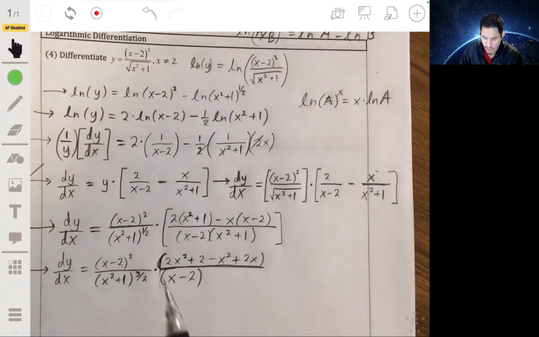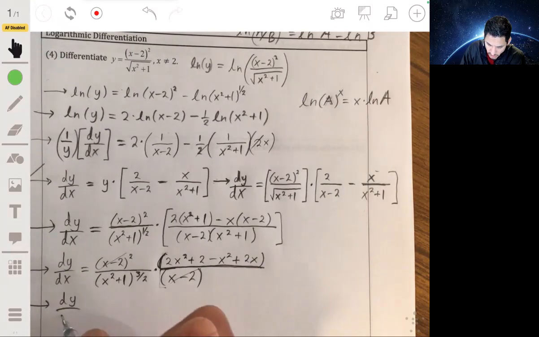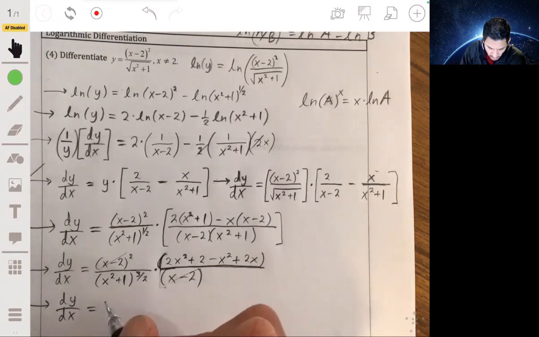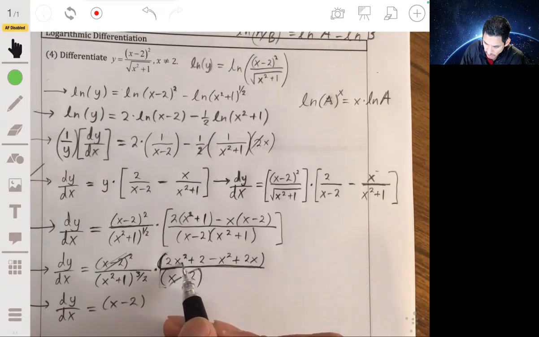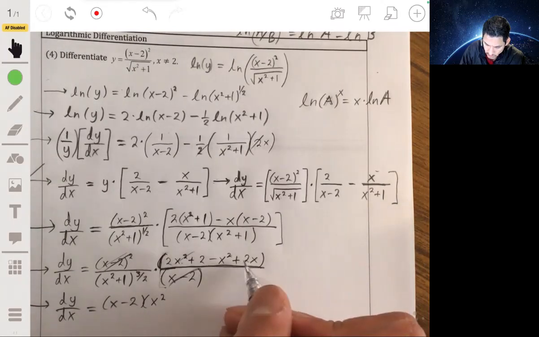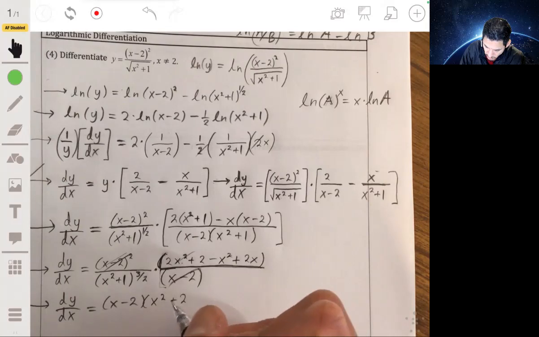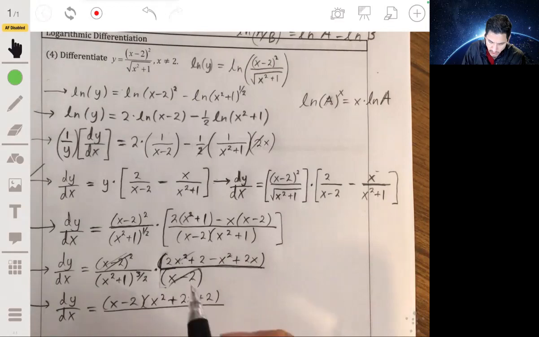And from here, we can factor out an x minus 2 from here and here. And we can simplify that. And we should be able to get this down to one more. dy over dx, we just have an x minus 2 there, because one of those goes away. Here we got just an x squared plus 2x plus 2 over an x squared plus 1 to the 3/2.